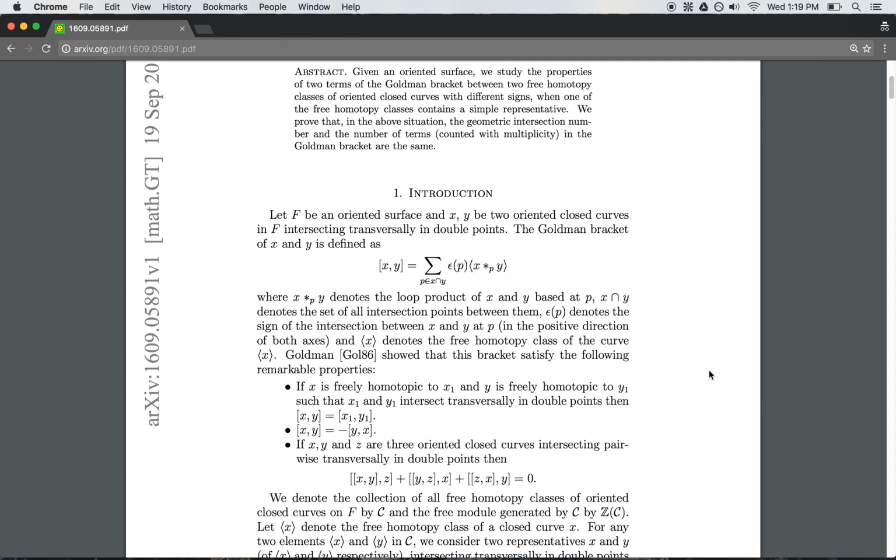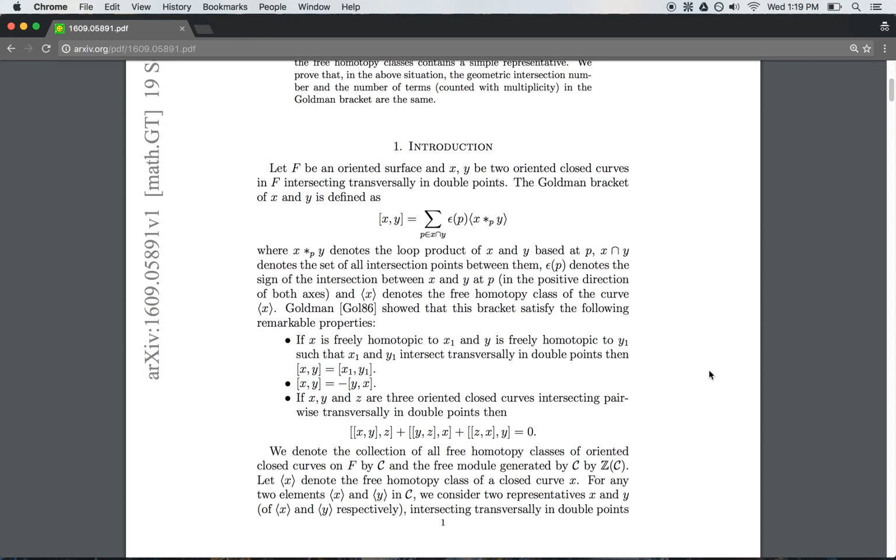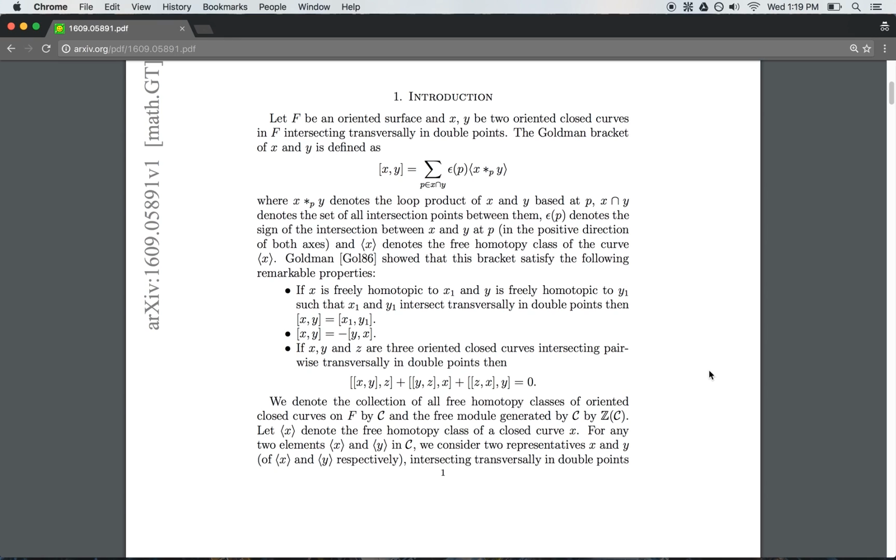where x *_p y denotes the loop product of x and y based at p. X intersecting y denotes the set of all intersection points between them. Epsilon of p denotes the sign of the intersection between x and y at p in the positive direction of both axes, and x in angle brackets denotes the free homotopy class of the curve x. Goldman, in 1986, showed that this bracket satisfies the following remarkable properties.